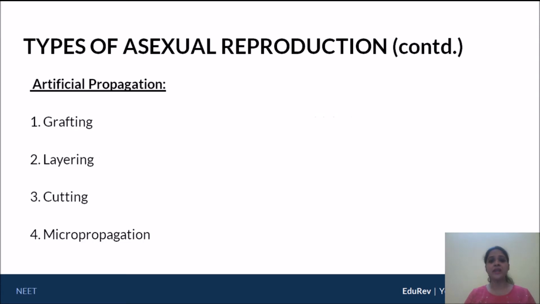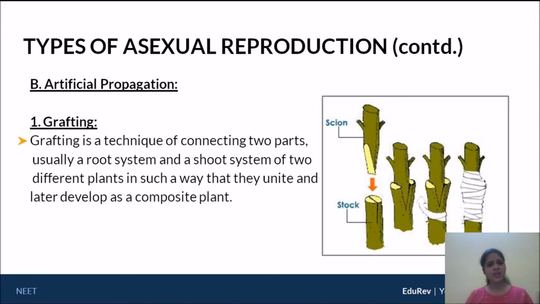Now, actually speaking, there are four types of artificial vegetative propagation, that is grafting, layering, cutting, and micropropagation. But out of these four, you will find that two of them are really important for the NEET exam, and that is grafting and micropropagation. So we are going to focus mainly on these two. Now, starting with grafting, in order to understand grafting, let's take a simple example. Let's say we have two plants.